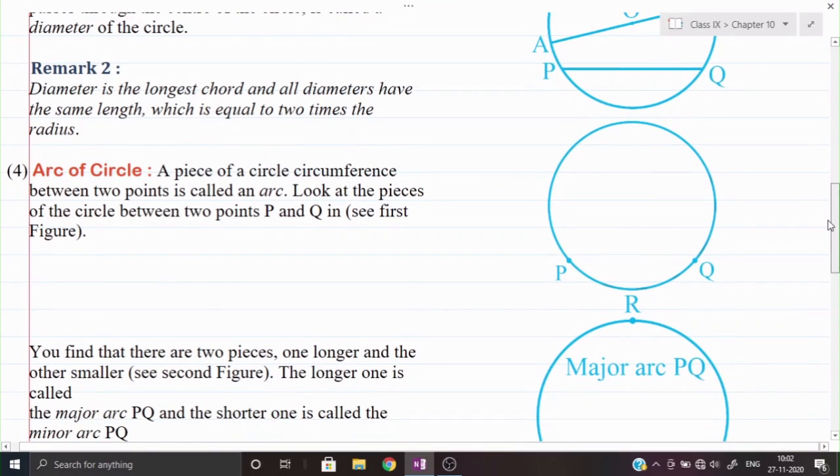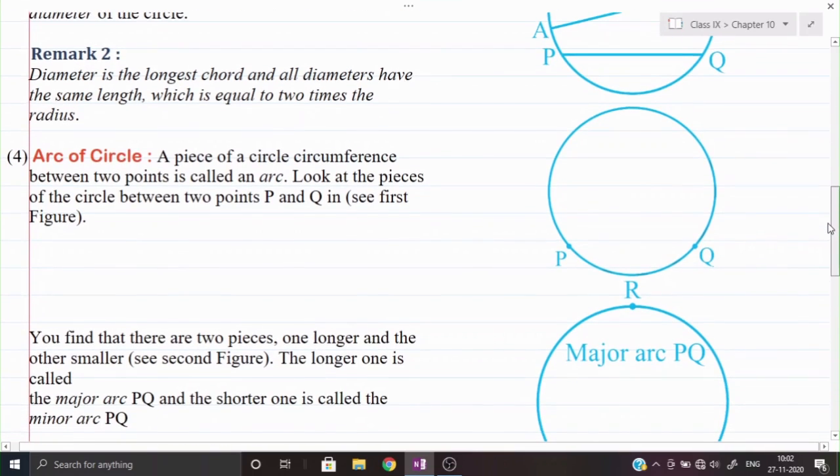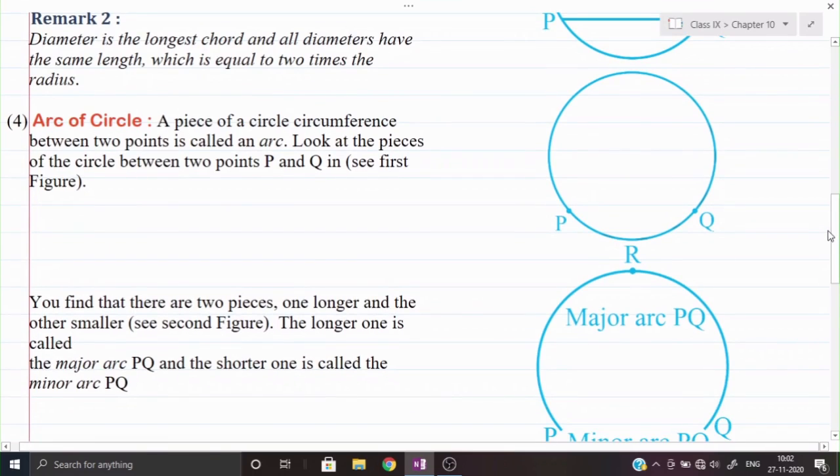Now these definitions are a little bit complicated. Okay, so see, arc of a circle: a piece of a circle's circumference between 2 points is called an arc. Look at the pieces of the circle between the points P and Q. First of all, see the points P and Q. Now if I consider this length, okay, I am not taking the line over here.